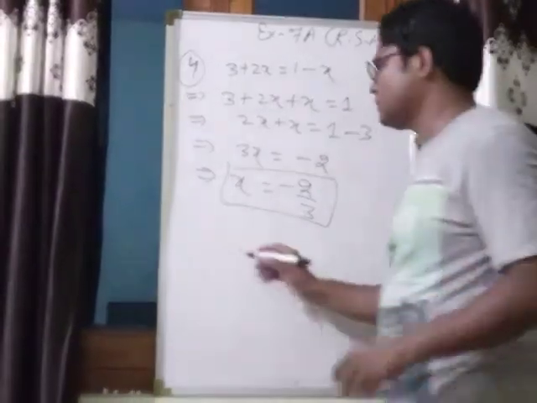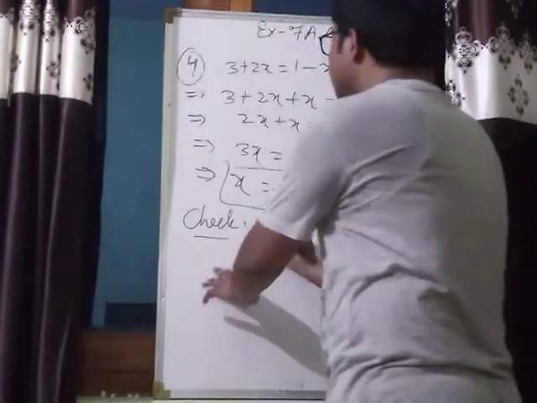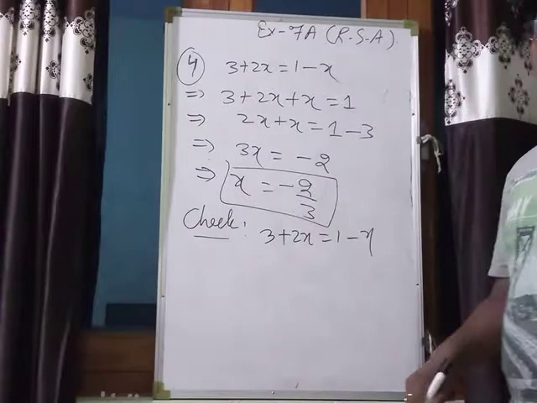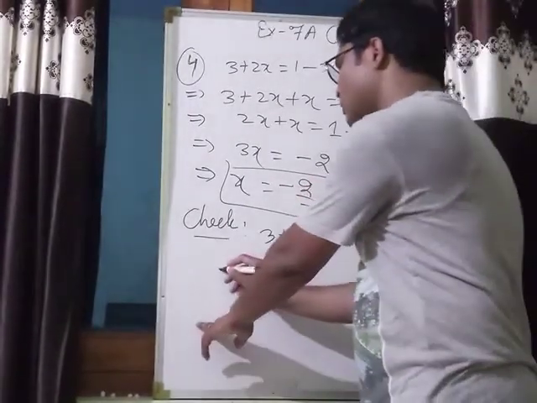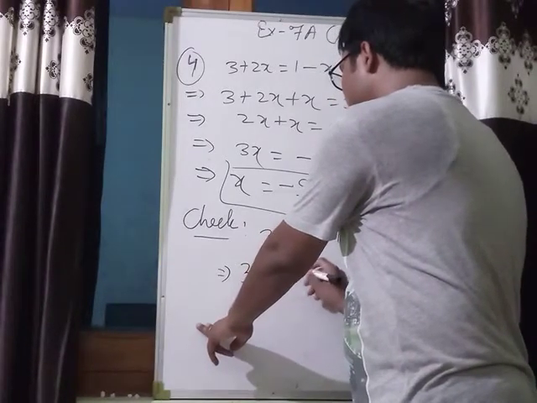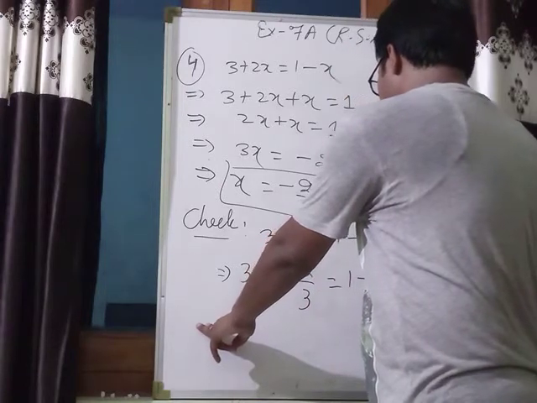Now I am going to check that our answer is correct or not. Check here. Consider this is 3 plus 2x is equal to 1 minus x. Now put the value of x, that is minus 2 by 3. So what we have? This is 3 plus 2 into minus 2 by 3 is equal to 1 minus 2 by 3.